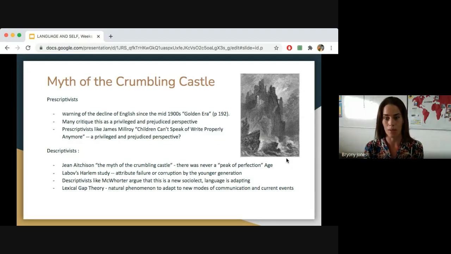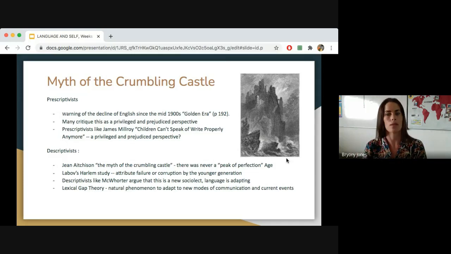Like McWhorter would argue, language is changing, it's adapting, it's evolving, it's a living, breathing thing that's not meant to be contained and codified and perfected in one book that holds the rules, right? That we need to allow it to evolve.